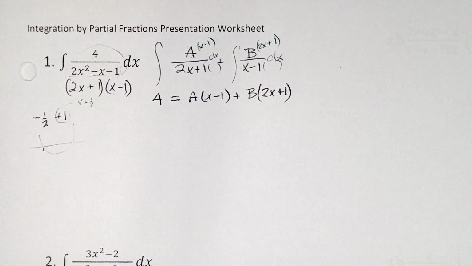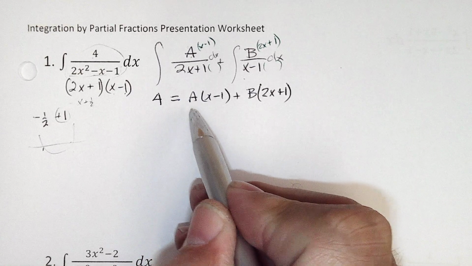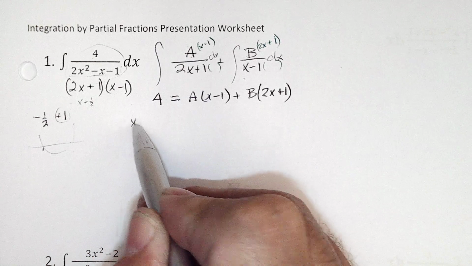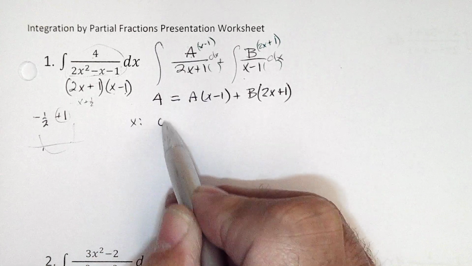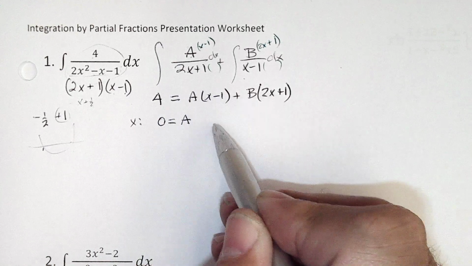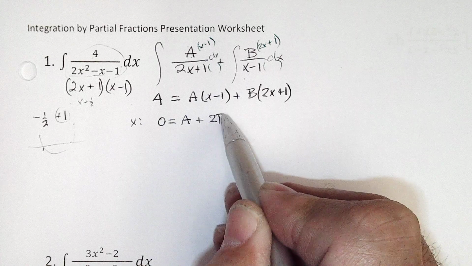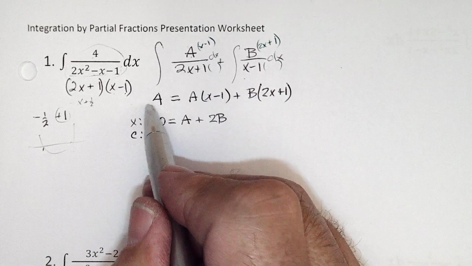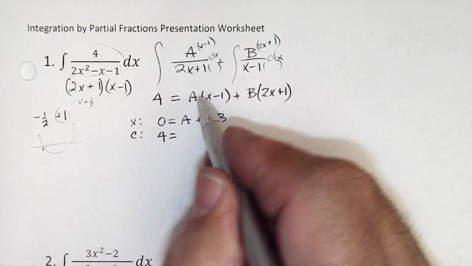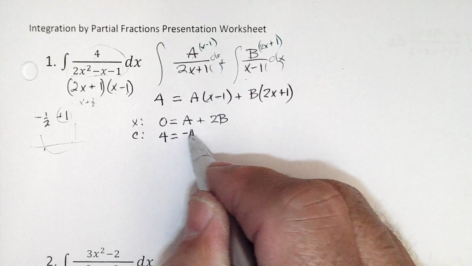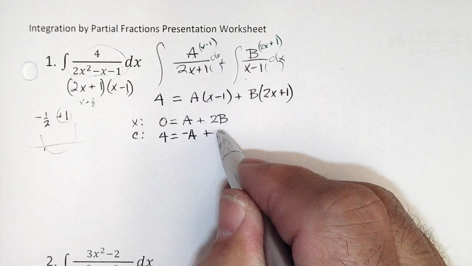Now, I've done this with matrices with you, and I'll just show what this means. Over here, I have no x's, so I'm thinking about the x's. So no x's has to equal, over here I have a x's, and here I have plus 2b worth of x's. And then I'm going to look at the constant, and there's a 4. And here I have minus 1a, and here I have plus b.